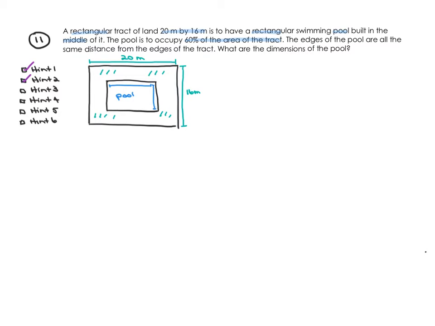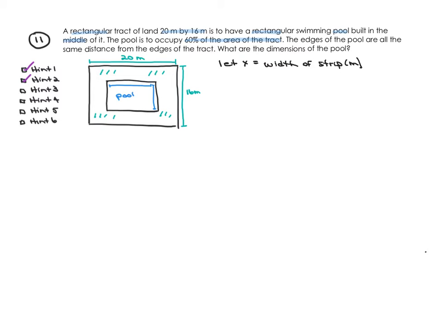I don't yet have a way to describe the dimensions of my pool, and that's really what I want to find. So there's a key piece of missing information here, and that is what is the width between the pool and the edge of the land. And I'm going to define a variable for that. I'm not going to be very creative, and I'm going to just let x equal the width of the strip of land. And I know this is in meters.